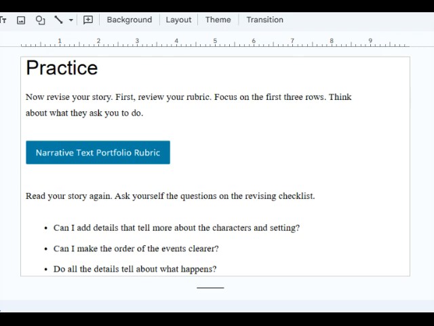Can I add details that tell more about the characters and setting? Can I make the order of events clearer? Do all the details tell about what happens?